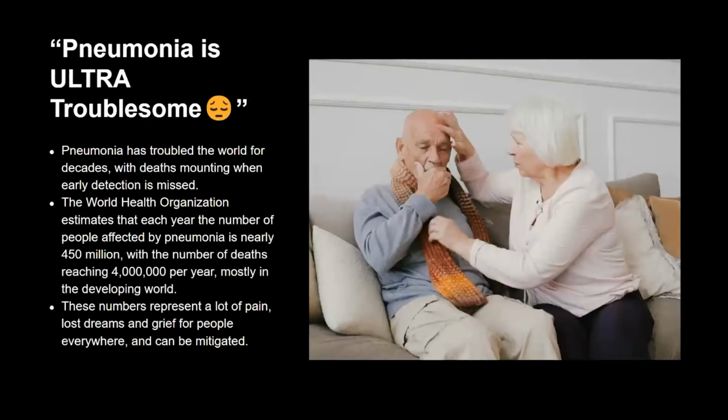Pneumonia has troubled the world for decades, with deaths mounting when early detection is missed. The WHO estimates that each year the number of people affected by pneumonia is nearly 450 million, with the number of deaths reaching around 4 million per year, mostly in the developing world. These numbers represent a lot of pain, lost dreams, and grief for people everywhere, and can be mitigated.